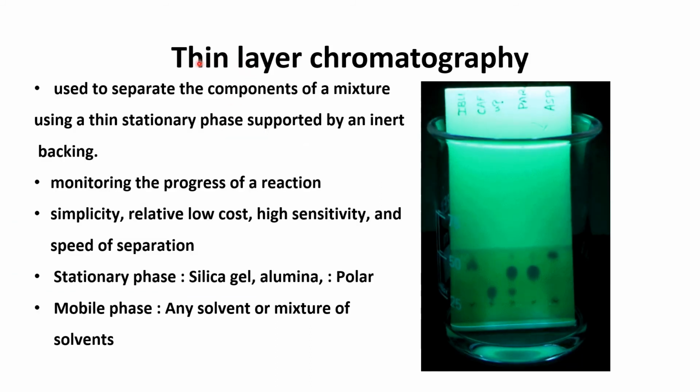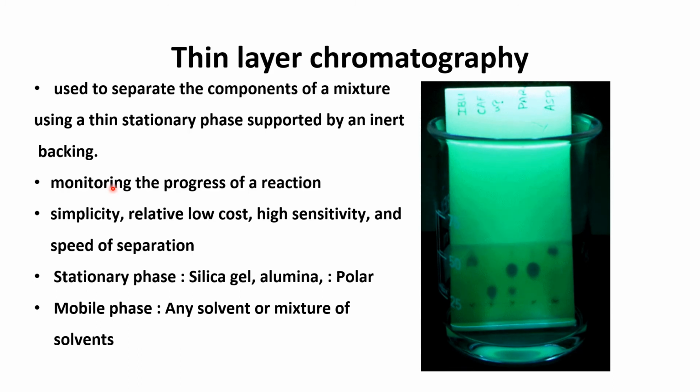The second type of chromatography is thin layer chromatography. This chromatography is a little bit similar to paper chromatography. The difference is the stationary phase which is used in thin layer chromatography. This chromatography is also called TLC. It is used to separate the components of a mixture using a thin stationary phase supported by an inert backing. So here the stationary phase is a gel kind of thing. It might be silica gel or alumina gel which is supported on the inert backing. Inert backing can be an aluminium foil.